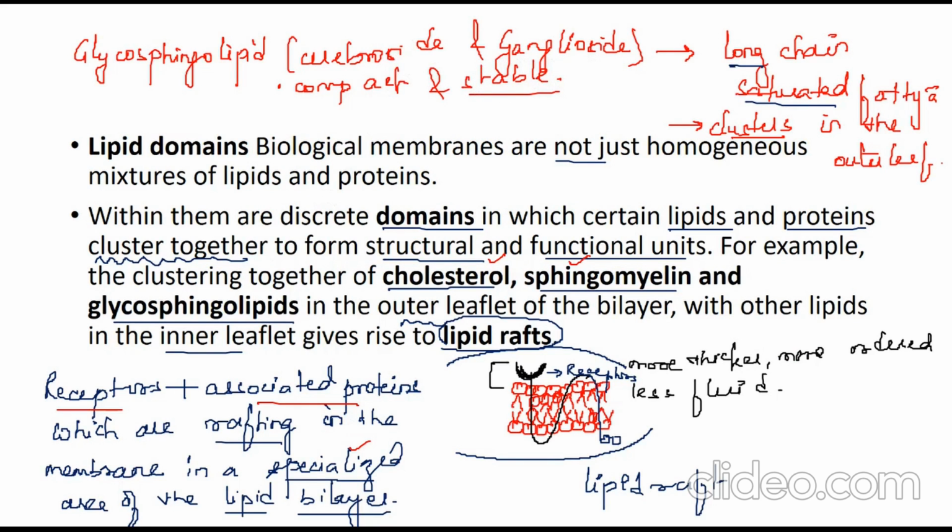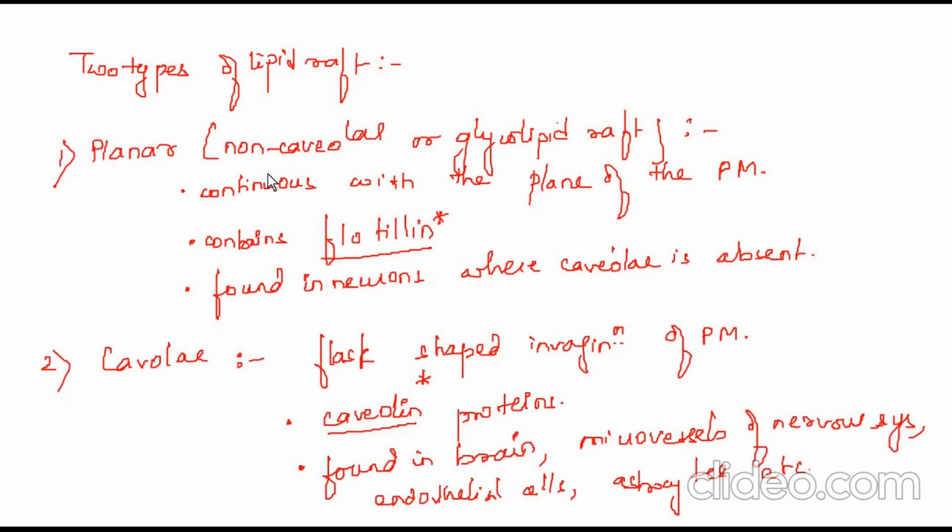Okay, next, what we studied is that there are two types of lipid raft. One is planar, which is non-caveolar, or glycolipid raft, which contains flotillin protein, and it is mainly found in neurons where caveoli is absent. Another one is caveoli, which is a flask shaped invagination of the plasma membrane, and the protein present here is caveolin. Whether it's planar or caveoli, both have the same amount of cholesterol and sphingolipid. Caveoli are found in brain, microvessels of the nervous system, endothelial cells, astrocytes, and so on.